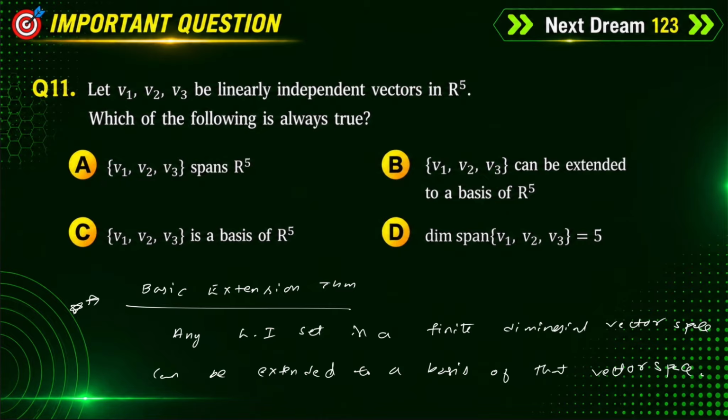Okay, but we know that these three vectors cannot span a 5-dimensional vector space, because this set contains only three vectors. But what is the dimension of R power of 5? It is 5. This R power of 5 is a 5-dimensional vector space. These three vectors, v1, v2, v3, cannot span a 5-dimensional vector space.